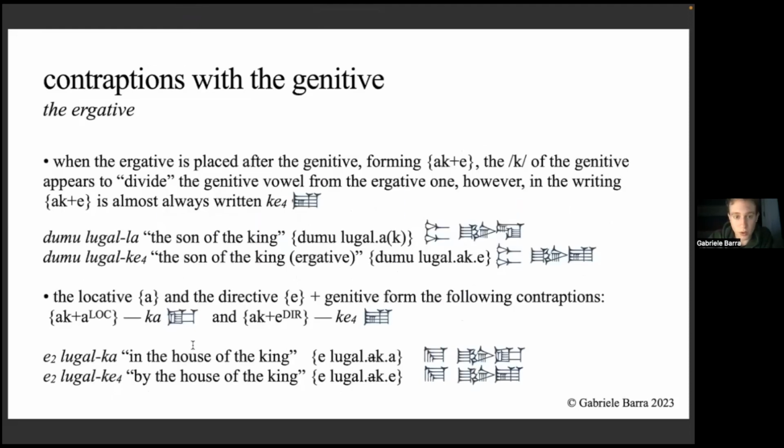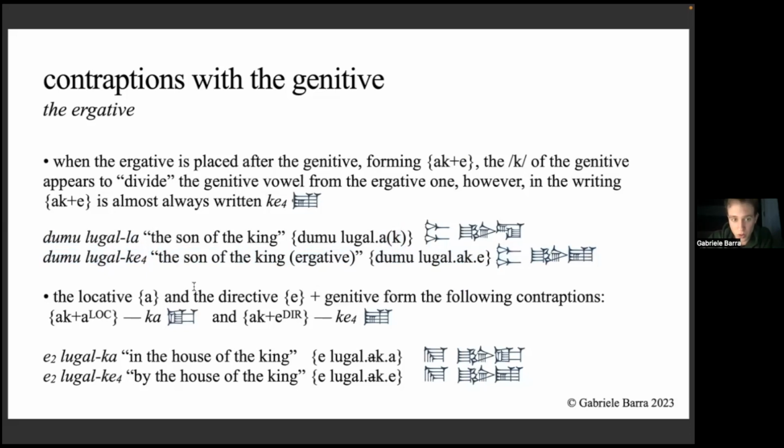So what did I have here? Oh yeah, some more examples. So dumu lugal la, the son of the king, again, dumu lugal ak without the k. Dumu lugal k4, the son of the king, ergative. So it's dumu lugal ak plus the e. So the a kind of disappears and you have the k for contraction. And this is again how it looks like.